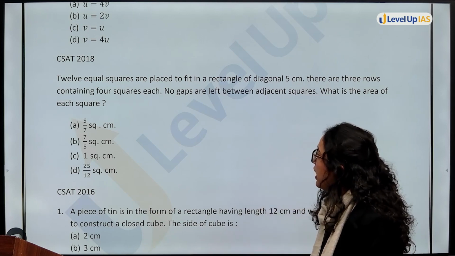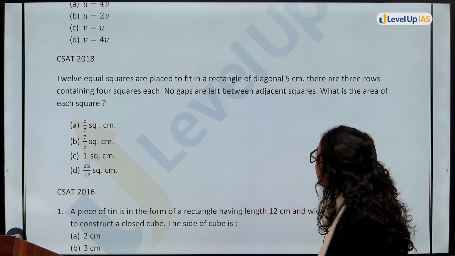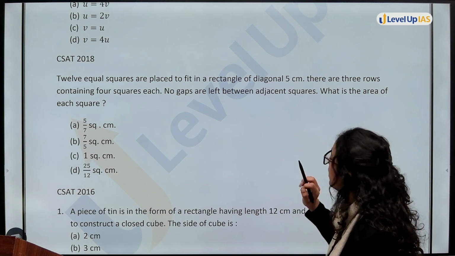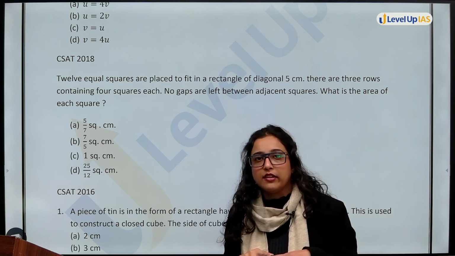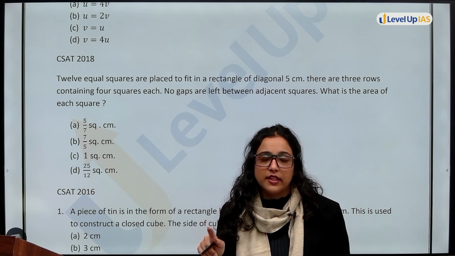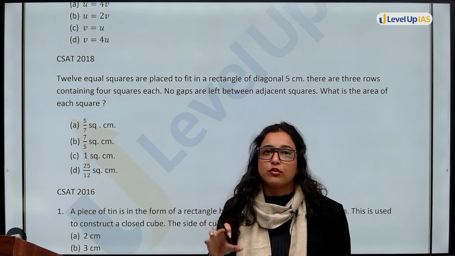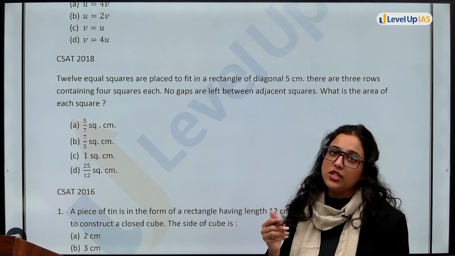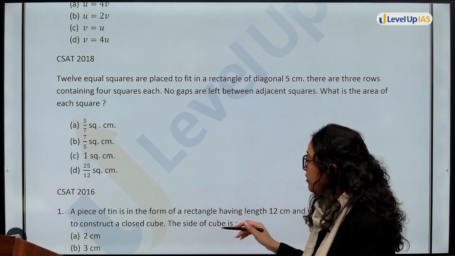2018 में क्या पूछा गया है? 12 squares are placed to fit in a rectangle of diagonal 5 centimeter. So 5 centimeter का एक rectangle है, diagonal 5 centimeter है, and उसमें 12 squares fit किए गए हैं, and no gaps are left. What is the area of each square? तो आपसे square का area पूछा है.